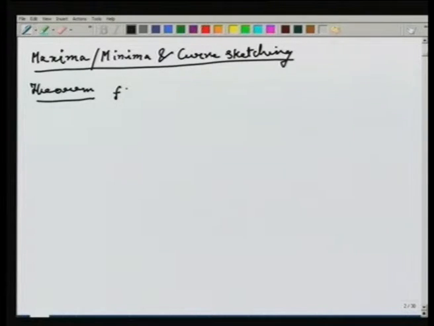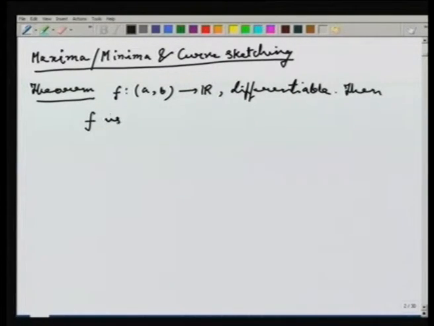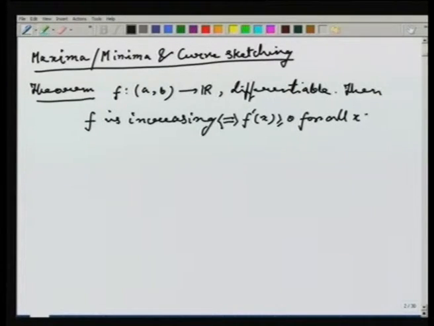Suppose f is a function on the open interval a b to R. We assume that f is differentiable. So, f is a function from a b to R. I assume that f is a differentiable function. Then the following thing is true, that f is increasing if and only if f prime x is bigger than or equal to 0 for all x in the open interval a b.